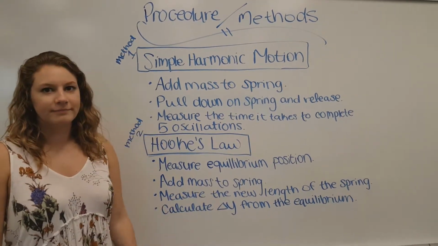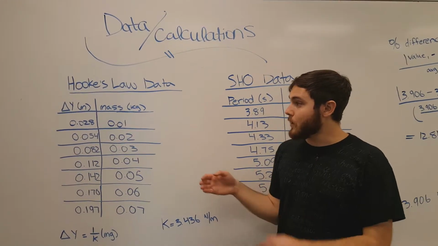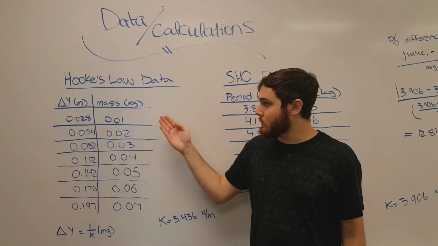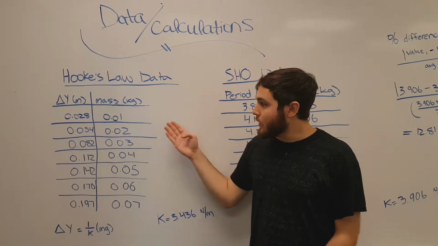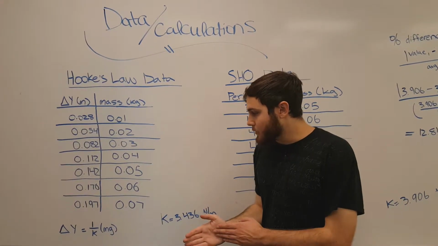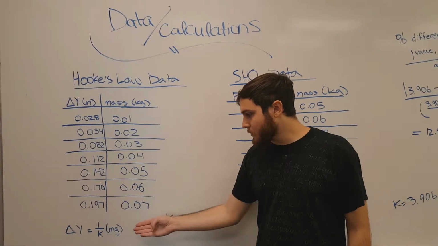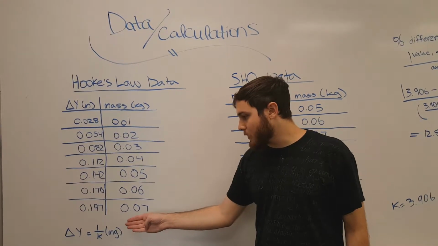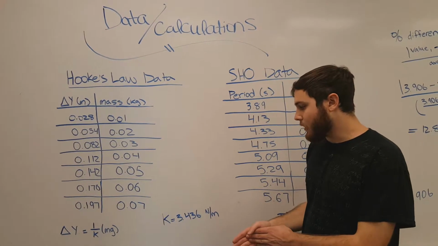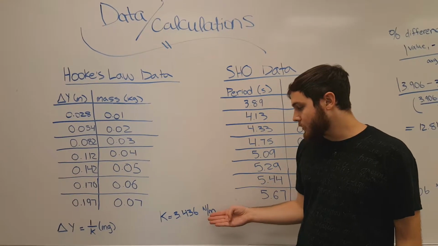Okay, so for the Hooke's law data, what we did was we measured the change in position from the equilibrium and we compared it to the mass that we added. This data table shows all the values that we got, and we had a nice little function through some algebraic manipulation in which we could determine the K-value as the slope of the graph, and we calculated our K-value for this data to be 3.436 newtons per meter.